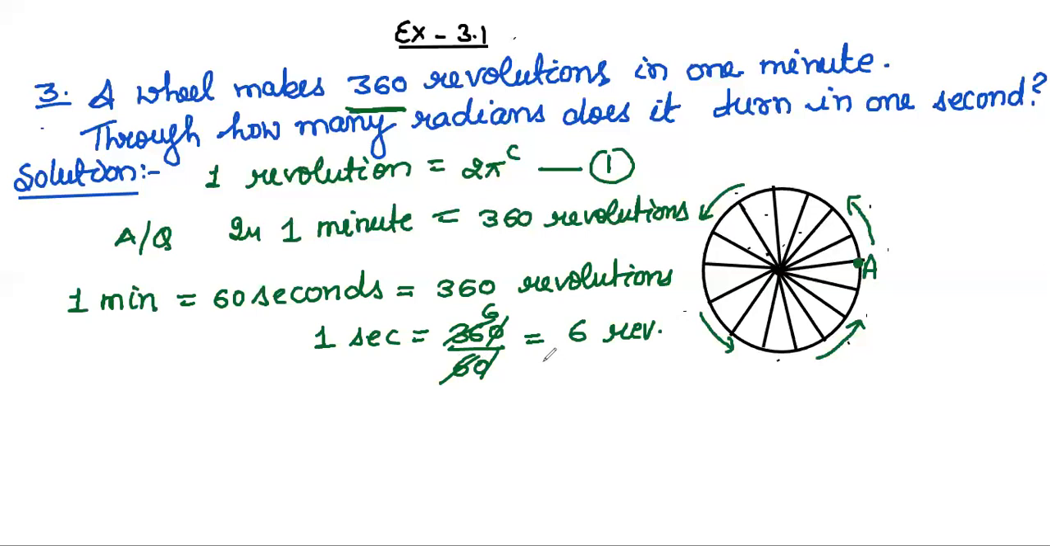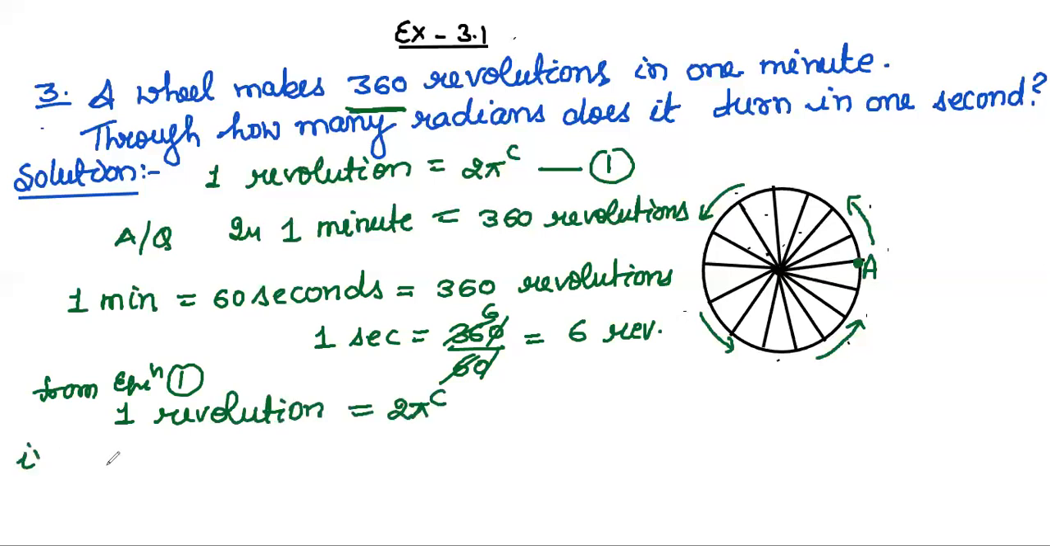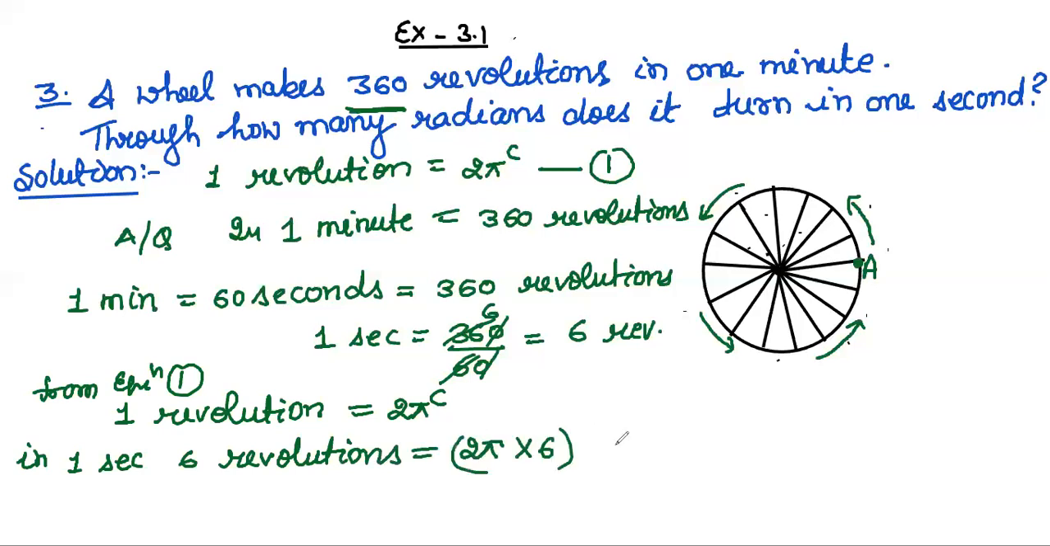So from equation 1, we have 1 revolution equals 2 pi radian. So in 1 second, 6 revolutions equals 2 pi into 6 radian. So this is the way to find out the value. So the answer will be 2 pi into 6 radian in 1 second.